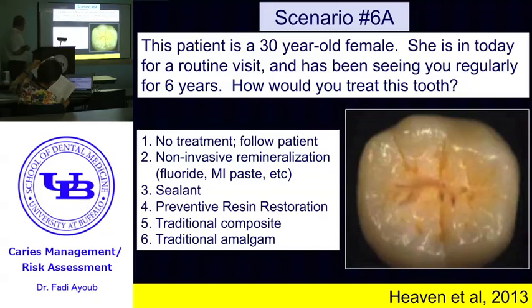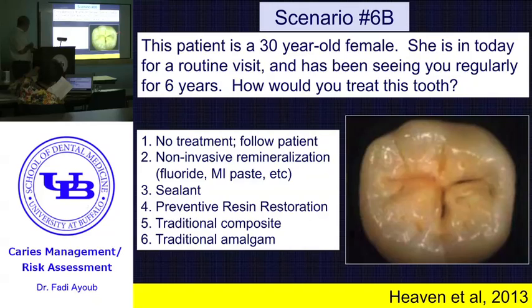No treatment, just follow up, non-invasive, fluoride amide paste, you seal over it, you do PRR, traditional composite or traditional amalgam on this one. We're gonna go back to it. Second scenario, the same tooth, right now we have a little bit of issues going on here. The same patient, the same everything, you've been seeing her, no other problem. How would you approach with this one here?